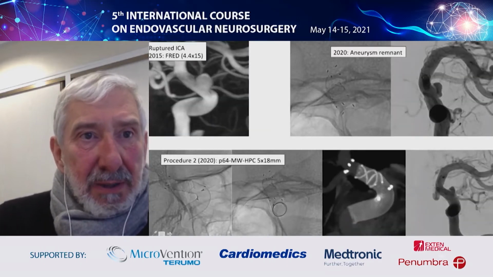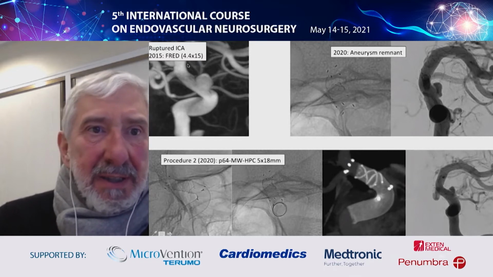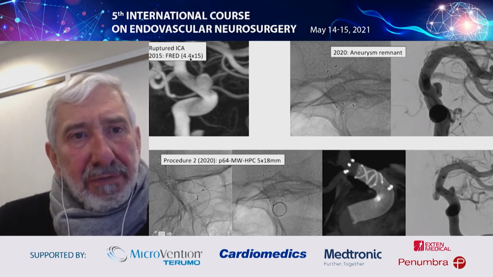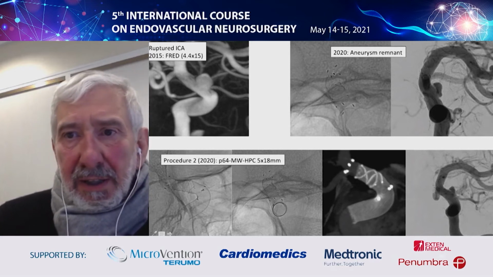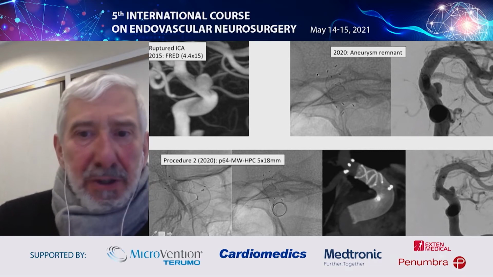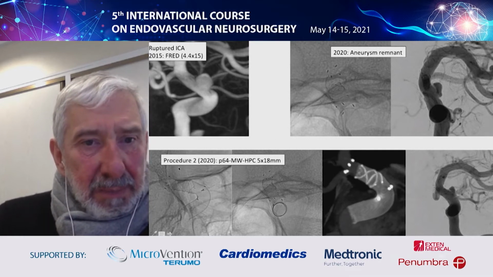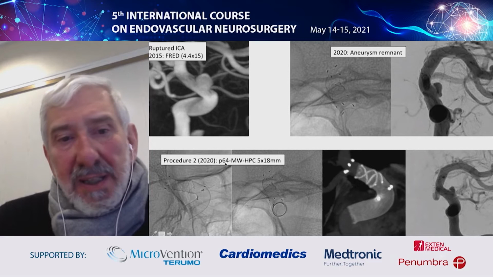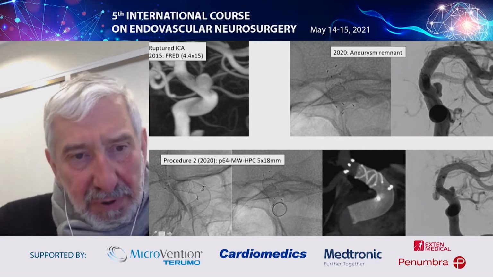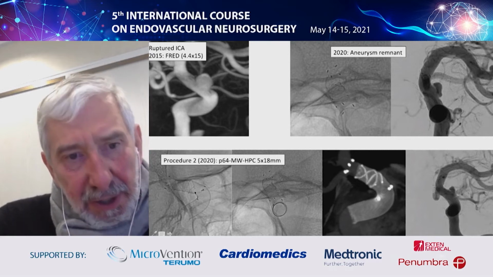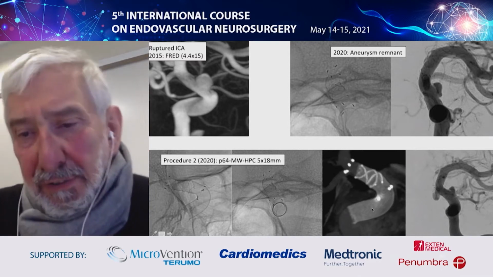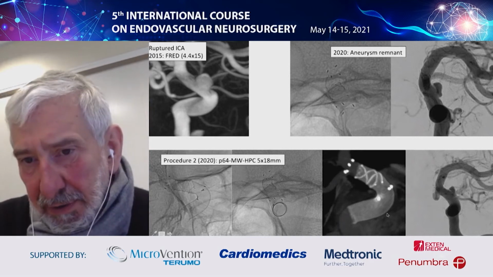Now, an example with the P64 MW HPC. You see that it's a ruptured ICA aneurysm. It was treated with a Woven EndoBridge in 2015. It was treated with a 4 by 5, probably by 15. And you know that finally we still have an aneurysm remnant in 2020. So what we were doing, we were placing a second flow diverter, which is a P64 MW HPC 5 by 18. And you see that very clearly. You see the Woven EndoBridge here, you see the P64 here, and you see it clearly also on the VasoCT with the Woven EndoBridge here and the P64.